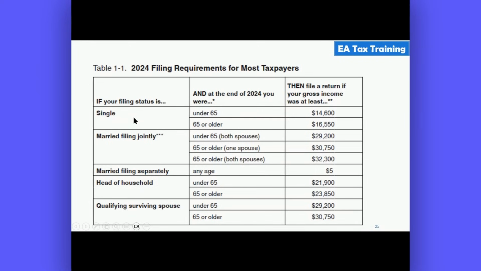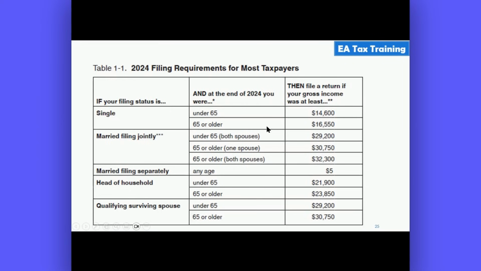So it's based, first of all, on your filing status, single, married, filing jointly, etc. We're going to talk about those more in this video, but for now, just take it for what it is. There are these 5 filing statuses. So based on the taxpayer's filing status, and then whether or not they are under or over age 65, these are the minimum amounts of income that they need to have in order to be required to file a tax return. So, for example, if you're single under age 65, then if you have $14,600 or more of gross income, then you must file a Form 1040.